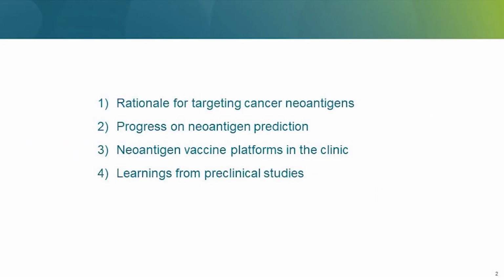So today I'm going to discuss how we can harness cancer-mutated neoantigens for immunotherapy. I'm going first to provide a short rationale for targeting mutated cancer neoantigens. Then I will discuss our progress on better predicting neoantigens for immunotherapy. I will also provide you with a brief overview of cancer vaccines, platforms that are currently in the clinic, and specifically focus on our RNA platform. And I will present you data on our preclinical studies and how this is informing our program.